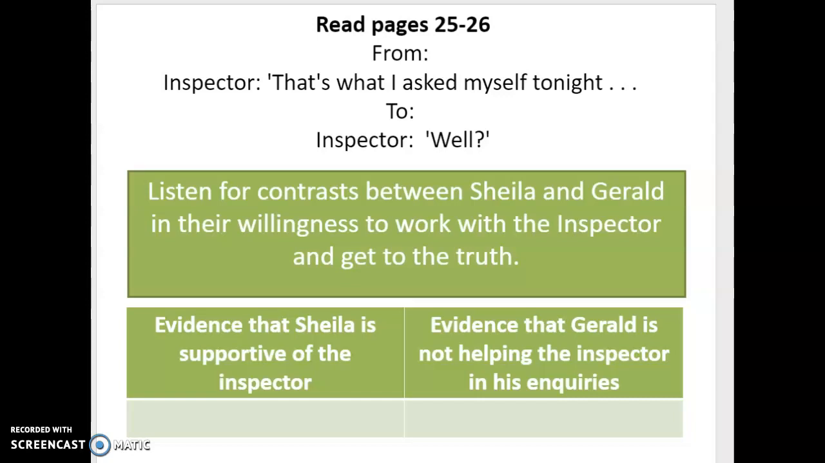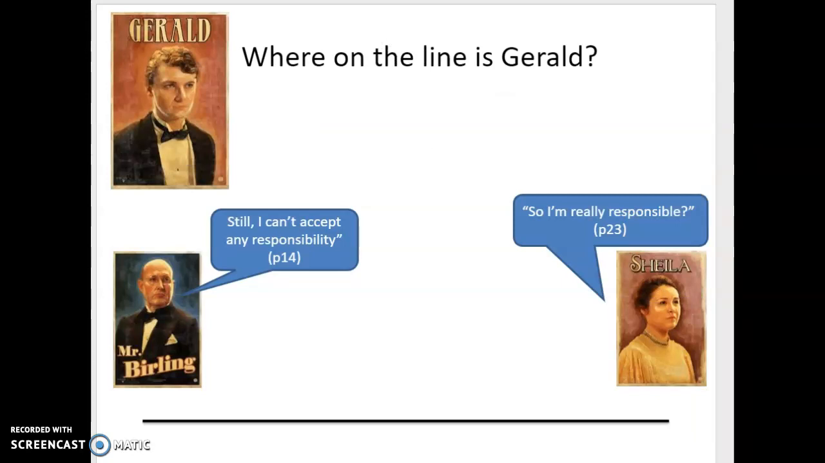Bearing that in mind, what I'd like you to do now is have a little look at this line here. So it's this line of how much responsibility you think the characters are actually taking, from Mr. Birling saying he still can't accept any responsibility, to Sheila obviously now considering, oh, am I responsible now? Where would Gerald be on the scale at this moment in time, do you think? I would like you to place him on the scale, but I would also like you to write a quote down underneath that supports why you've put him on the scale, and just write down why you've placed him here. If you can just pause this clip again to do that.